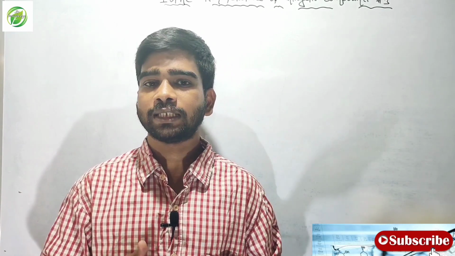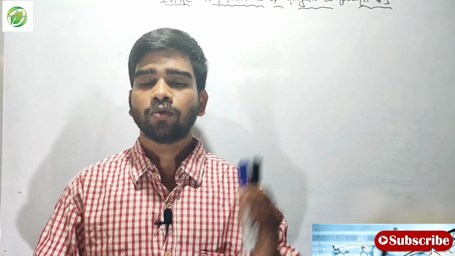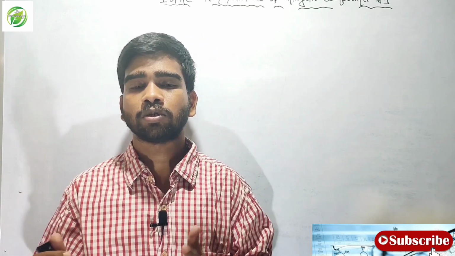In this lecture we will discuss how to write the IUPAC nomenclature of cyclic compounds, that is alicyclic compounds. Friends, in our previous lecture we already discussed how to write the IUPAC nomenclature of aliphatic compounds, that is acyclic compounds and open chain compounds. We used some rules and techniques which help us to write the IUPAC nomenclature of open chain compounds.